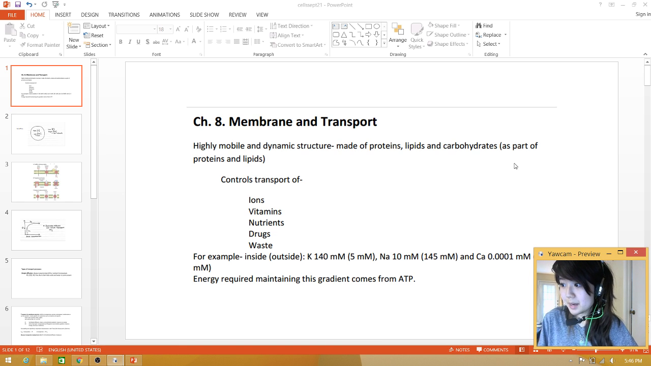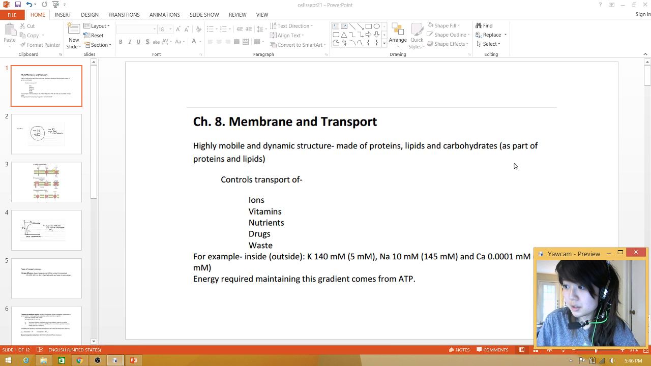The cell membrane is a highly mobile and dynamic structure made up of proteins, lipids, and carbohydrates. In high school, we may have learned two different concepts about the plasma membrane. One is that the membrane is very fixed or not fluid, and two, the lipids present in the membrane make it very fluid. The first concept is wrong, according to our professor. A rigid membrane would not be able to function. Therefore, the membrane is actually very fluid.